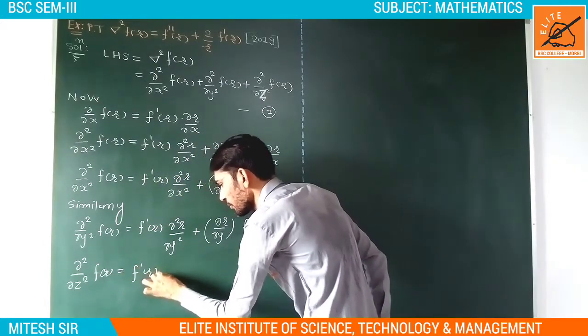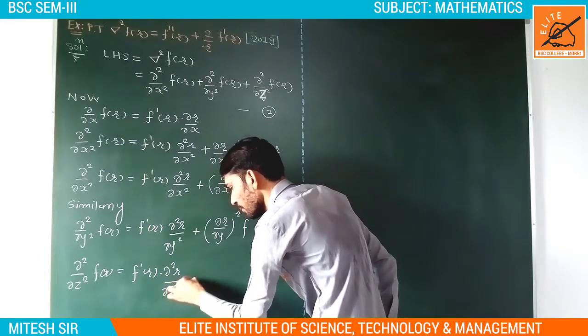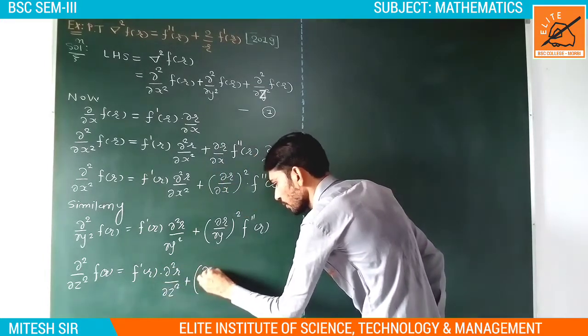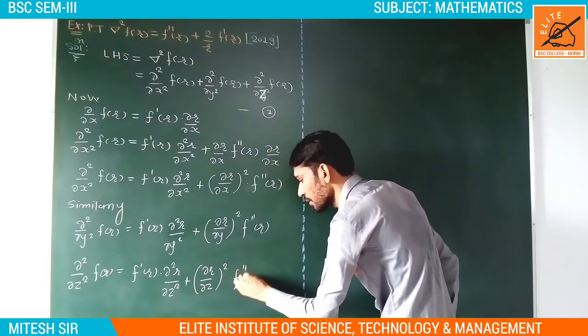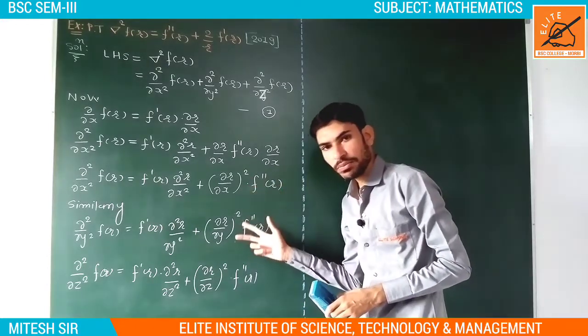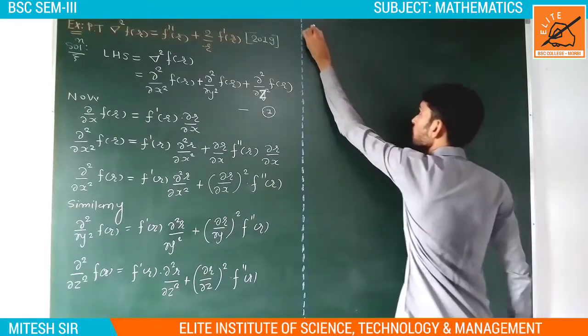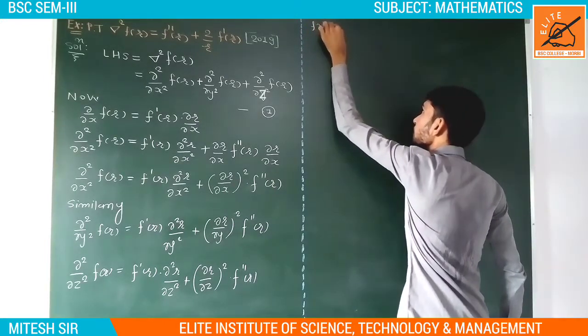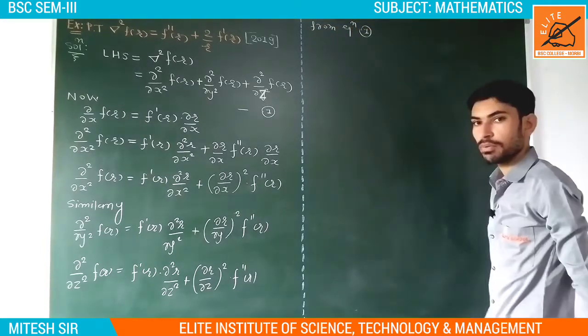f dash r into del square r upon del z square plus del r upon del z whole square into f double dash r. Now we substitute these three values in equation 1. So here we write as from equation 1, now from equation number 1, substitute the value.